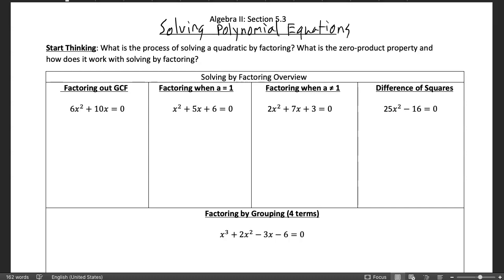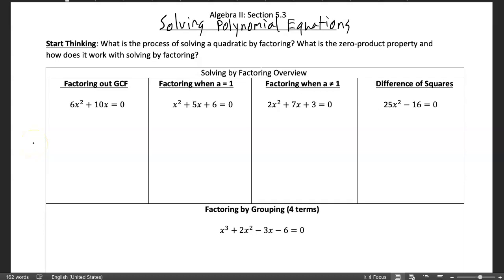Welcome back, folks. Today we are going to be talking about solving polynomial equations. So to start off, we have to start thinking about what the process is for solving by factoring. Where does the zero product property come in, and how does it work with this? And the answer is, when we solve a quadratic by factoring, we have to set one side equal to 0. That way we know one of the two things multiplied together is equal to 0. That will be the same idea over here.